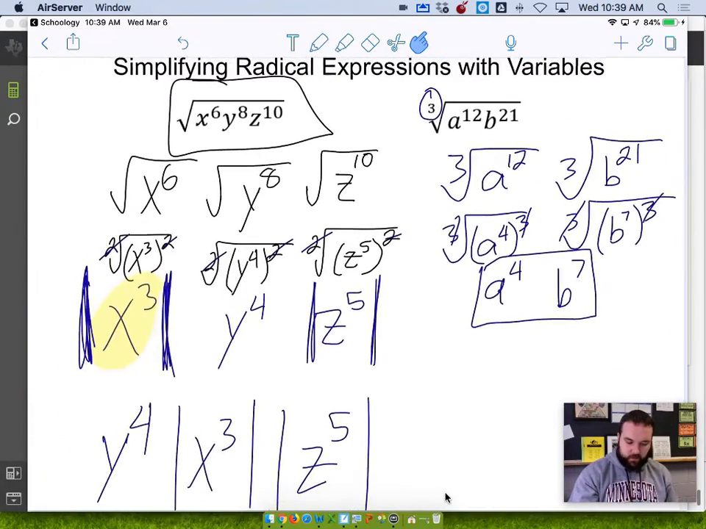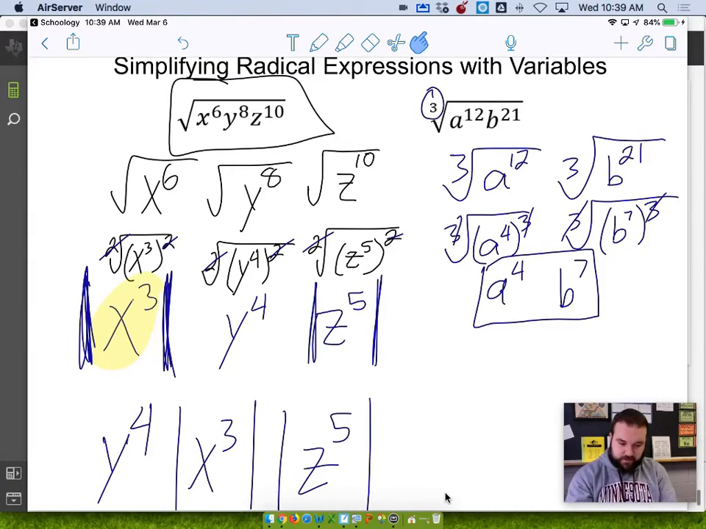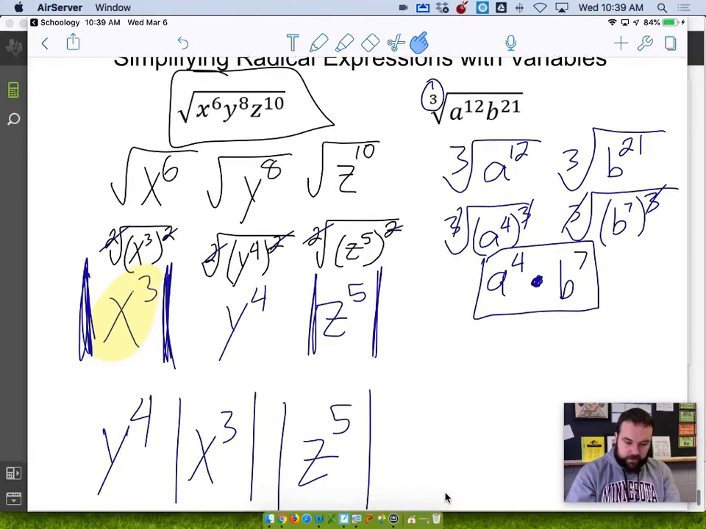And again, I don't need to worry about absolute value because this was an odd index. It was the third root, so I don't have to worry about it. So that's where it gets a little dicey. We're going to look at a couple more examples of this quick, and then the end of 6-1.